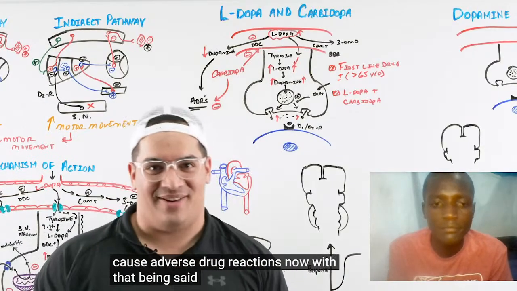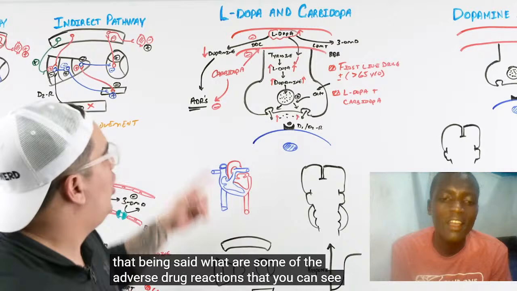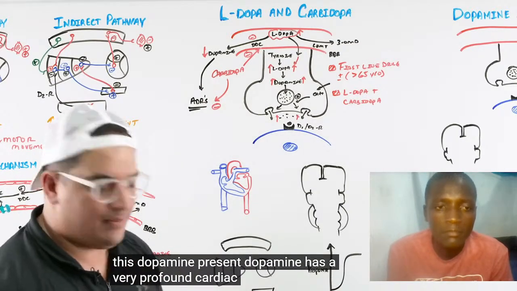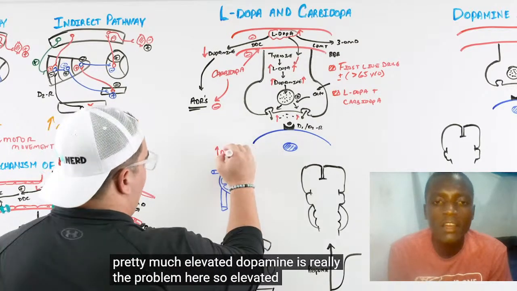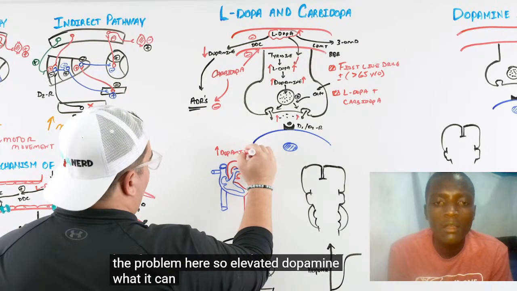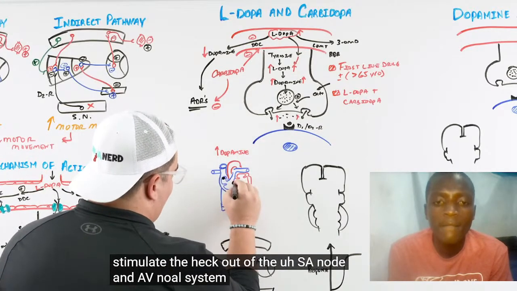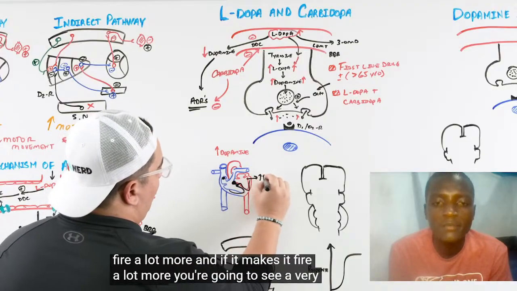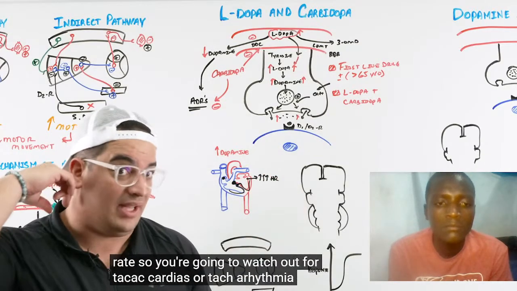Now, with that being said, what are some of the adverse drug reactions that you can see? Well, one is that if there is a lot of this dopamine present, dopamine has a very profound cardiac stimulation. So I want you to think about pretty much elevated dopamine is really the problem here. Elevated dopamine can really stimulate the heck out of the SA node and AV nodal system, so it might make it fire a lot more. And if it makes it fire a lot more, you're going to see a very profound increase in the patient's heart rate. So you're going to watch out for tachycardias or tachyarrhythmias in these patients.